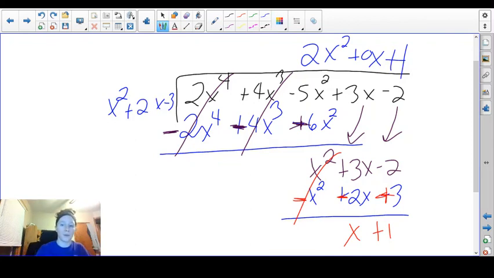So my answer is 2x squared. I don't have to write plus 0x. I put it here as a placeholder, just like when I do long division and I get zeros. So then plus 1 plus the guys left over divided by what I divided by.